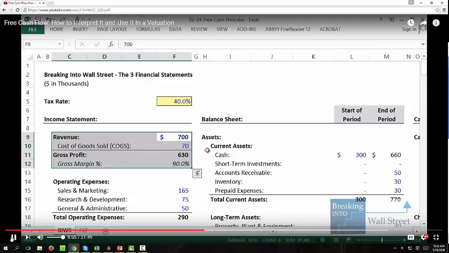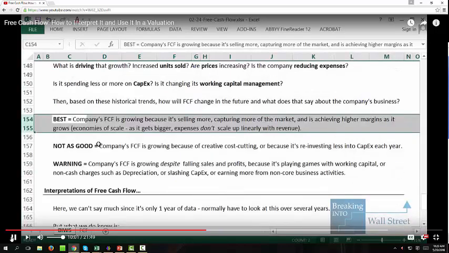We're not even increasing prices. We're genuinely selling more because there's more demand in the market. We're doing a better job marketing and selling them. We could also see this because we have higher margins. So maybe we're growing revenue more quickly than we're growing expenses because of economies of scale. Not all our expenses are going to scale up linearly with revenue. So those are also positive signs.